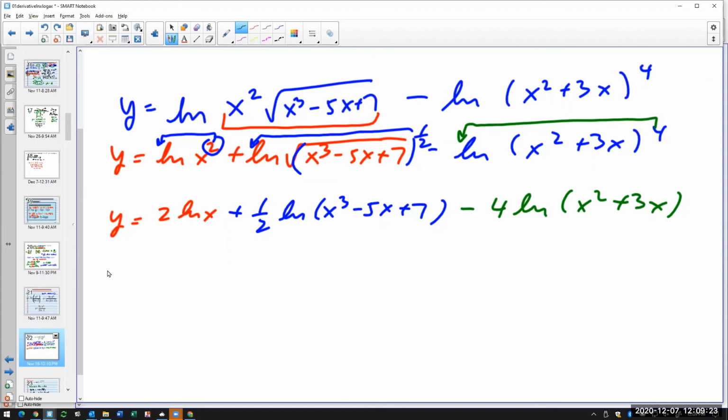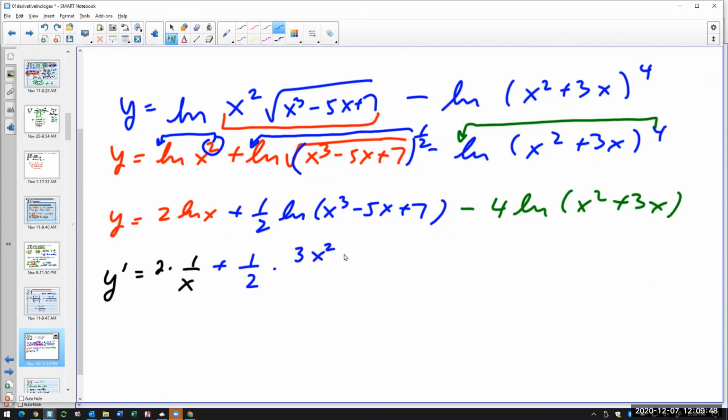Because guys, what's the derivative? So let me go with y prime now. What's the derivative of 2 times ln of x? 2 times what? Not 1/2, 1 over x. Does that make sense? Okay, keep moving. What's the derivative of 1/2 times ln of this? It's 1/2 times, what's the derivative of ln of this?